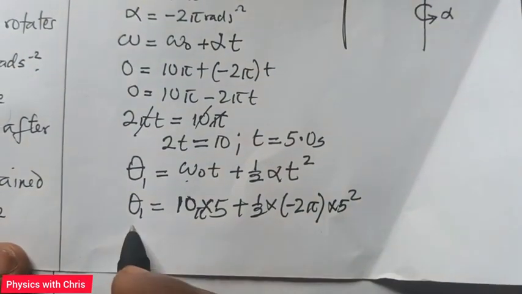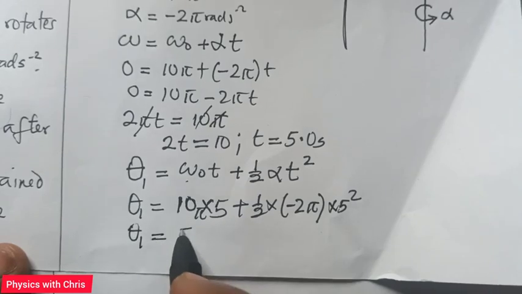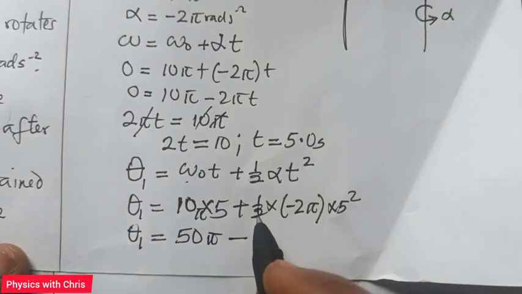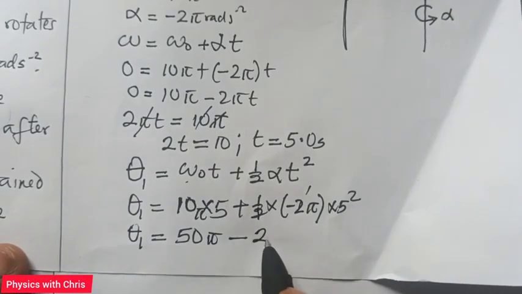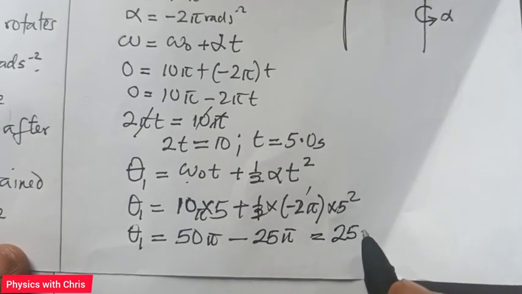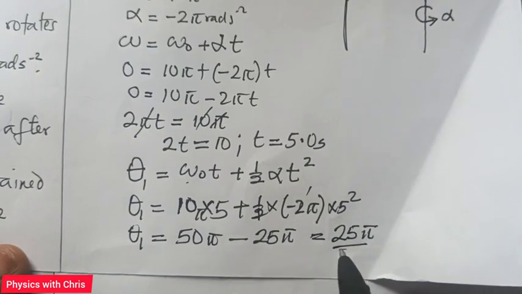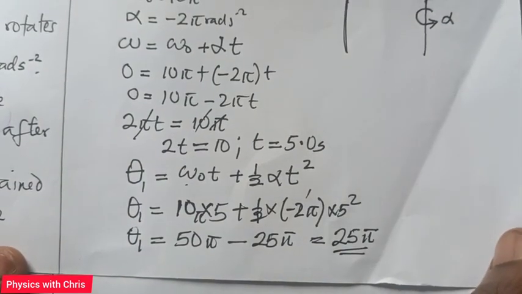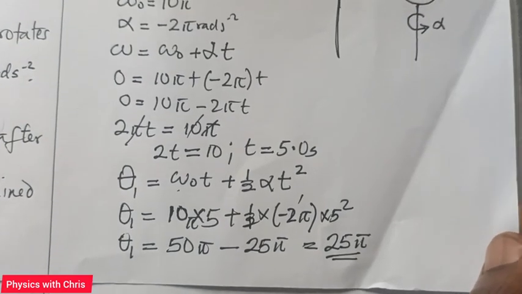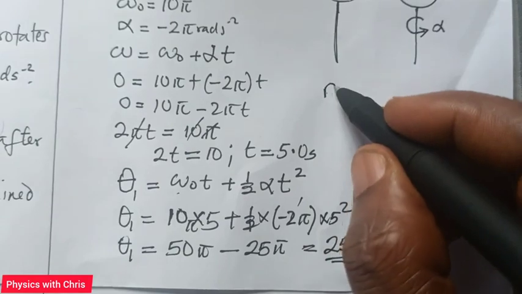I'm going to have this equal to 50 pi, 5 times 10. This is now negative, these two cancel out, and that gives me 25 pi left. So what is left is 25 pi. This gives me the total angular displacement described by the disk that is slowing down. Now I can find the number of revolutions completed.